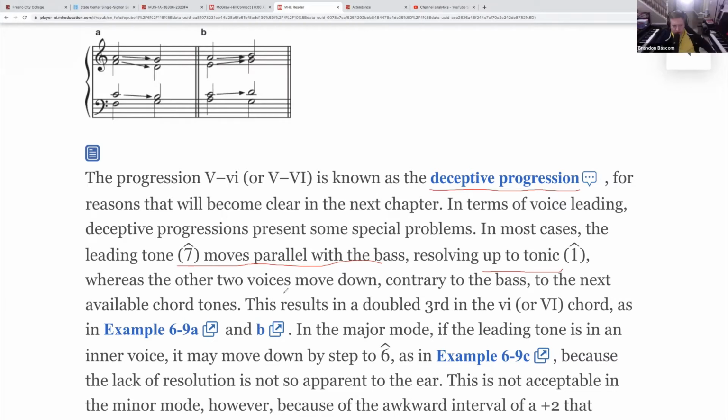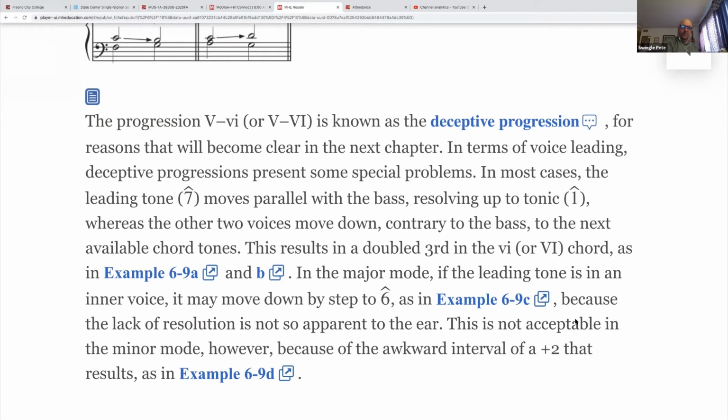Whereas the other two voices move down, contrary to the bass, to the next available chord tone. This results in a doubled third in the 6th chord. Oh, because the third is the first. It's a relative, right? Something like that.